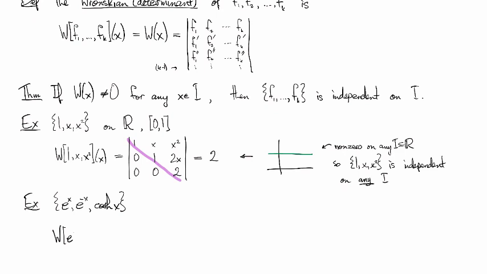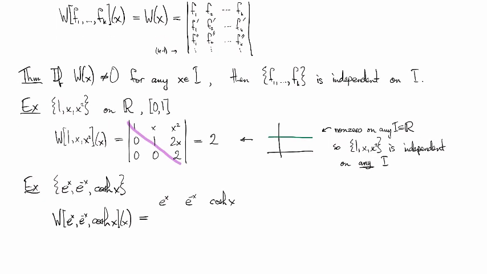So the Wronskian of e to the x, e to the minus x, cosh x. So we'll have e to the x, e to the minus x, and cosh x across the top. And then we differentiate, so differentiating e to the x gives us e to the x and then e to the x again. If we differentiate e to the minus x, we get negative e to the minus x and then back to e to the minus x. And if we differentiate cosh, we get sinh, and if we differentiate sinh, we get cosh. There's no minus signs popping up like there are with regular cosine and sine.